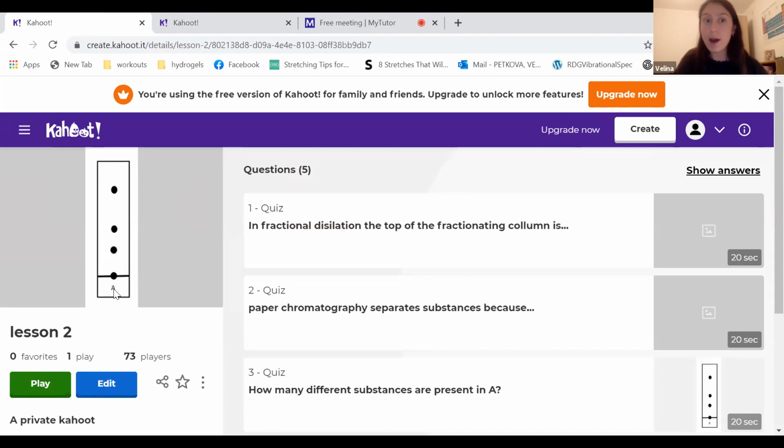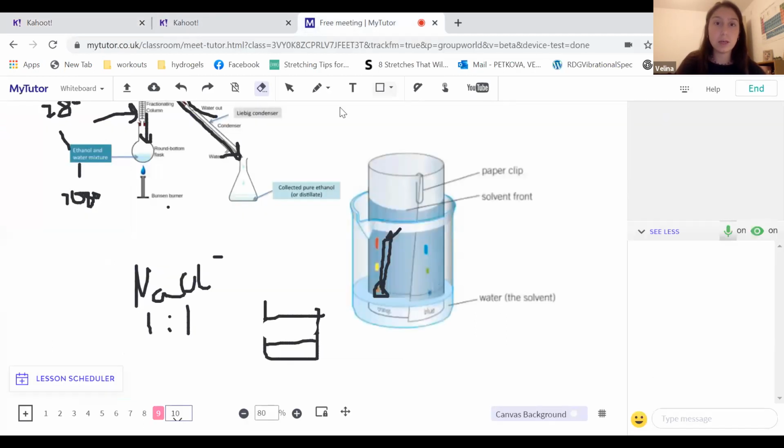So if you need to figure out how many substances are in this, you need to count the 3 that are above the line, okay? You need to count however many dots you see above the line that you've put the sample on, okay? Hopefully that makes sense.